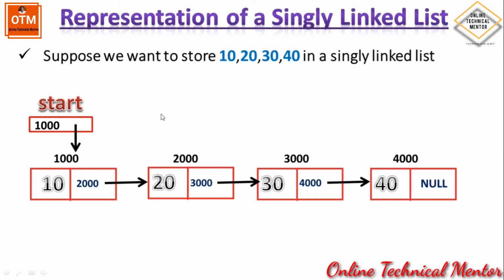Whenever you want to access this list, you have to start from the beginning, that is 1000. By looking into the start pointer variable, you can reach the first node, that is 10, and the link part of the first node, which is 2000, and by looking into this 2000, you can reach the second node. The link part of the second node contains 3000, which is the address of the third node, and by using this address, you can reach the third node, and so on. When it gets a null in the link part of a node, it will stop traversing.